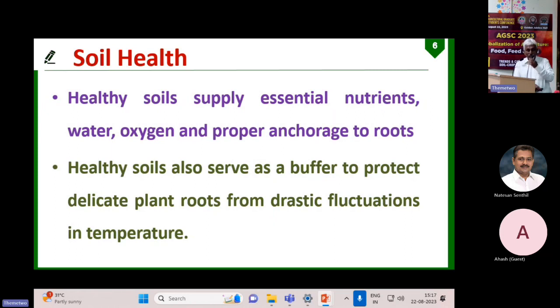We know very well that healthy soils will supply essential nutrients in proper form, in addition to water, oxygen, and anchorage to the roots. If the soil is in good condition physically, it provides more aeration, and if the soil has proper aggregates, it can provide anchorage. These healthy soils also protect the delicate plant roots from drastic fluctuations in temperature. What I mean to say is that healthy soil has the advantage of producing healthy crops and supplying nutrients in adequate quantities to meet the requirement of the crop plants.